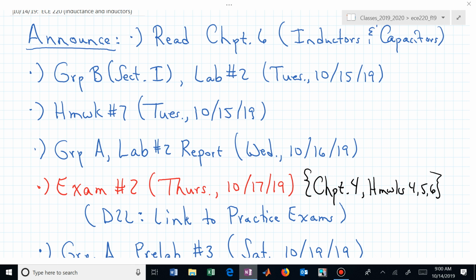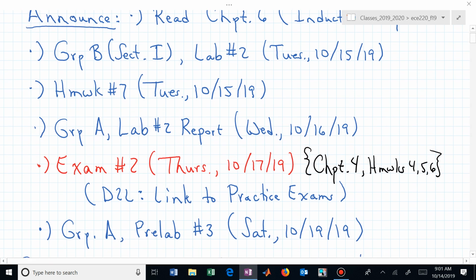Mixed in with all of that, you still have to keep track of your labs. Group B, Section I, your lab is Tuesday of this week, and Group A, your lab number 2 report is due on Wednesday, and your pre-lab for lab number 3 is due on Saturday. Hopefully we're keeping track of everything. The main thing is in red. Your second exam is Thursday, and it will be covering Chapter 4 material, which you've now done the homeworks.